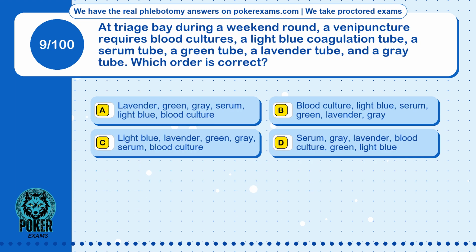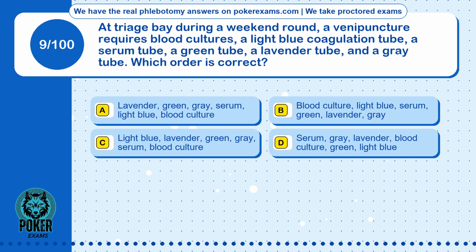Question 9. At triage bay during a weekend round, a venipuncture requires blood cultures, a light blue coagulation tube, a serum tube, a green tube, a lavender tube, and a gray tube. Which order is correct? Option A. Lavender, green, gray, serum, light blue, blood culture.